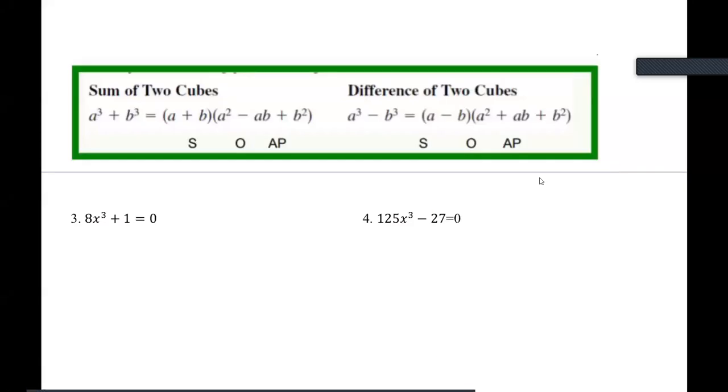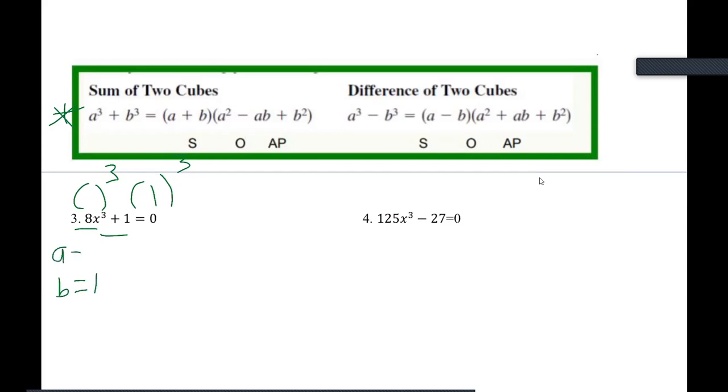All right, so we're going to look at a couple more sum of two cubes and difference of two cubes. The first thing you do is look at your sign. This one's a positive, so we're looking at this first formula up here. We want to pull out our A and our B. Your A is whatever, cubed, would give you this first term. What up to the third power would give you 8x to the third? And then we want to figure out what up to the third would give you 1. Well, 1 is just 1 up to the third power. So our B is 1.